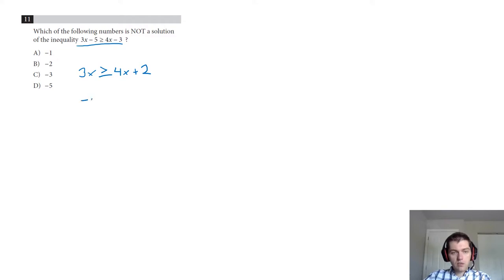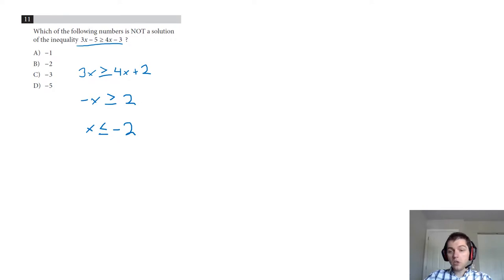At this point, you can subtract 4x from both sides. That'll give you negative x less than or equal to 2. At this point, multiply by negative 1. That'll give you x. You do flip the sign for negative multiplication. That'll give you negative 2. So x must be less than or equal to negative 2.